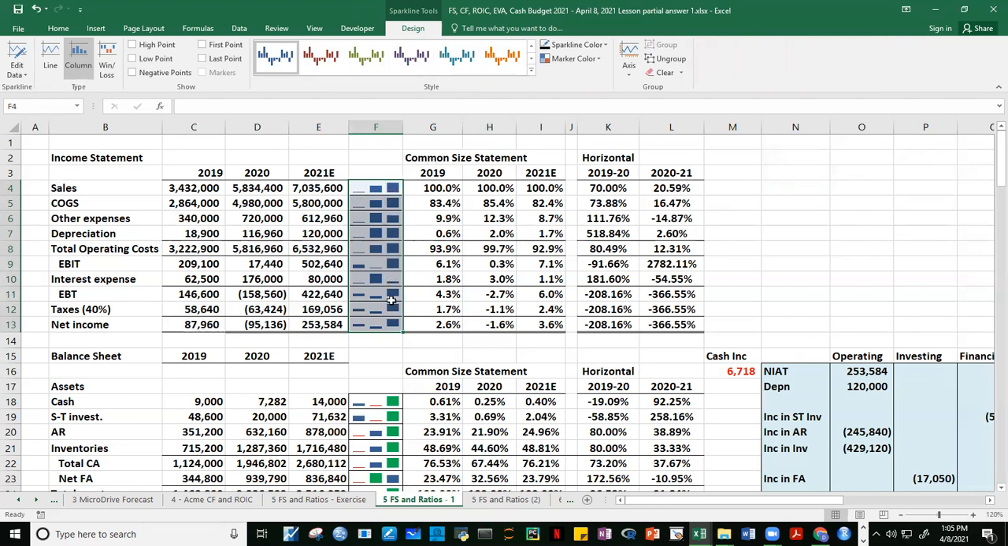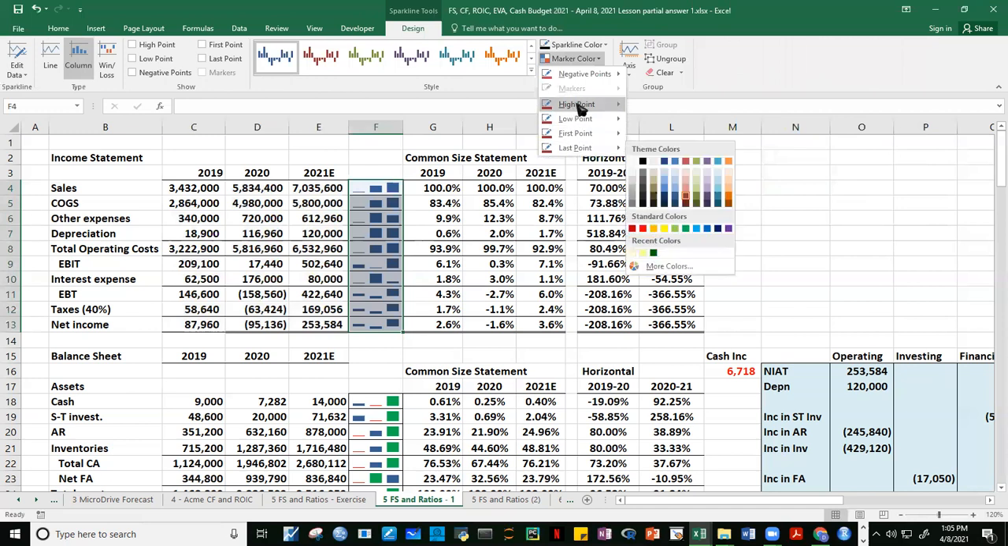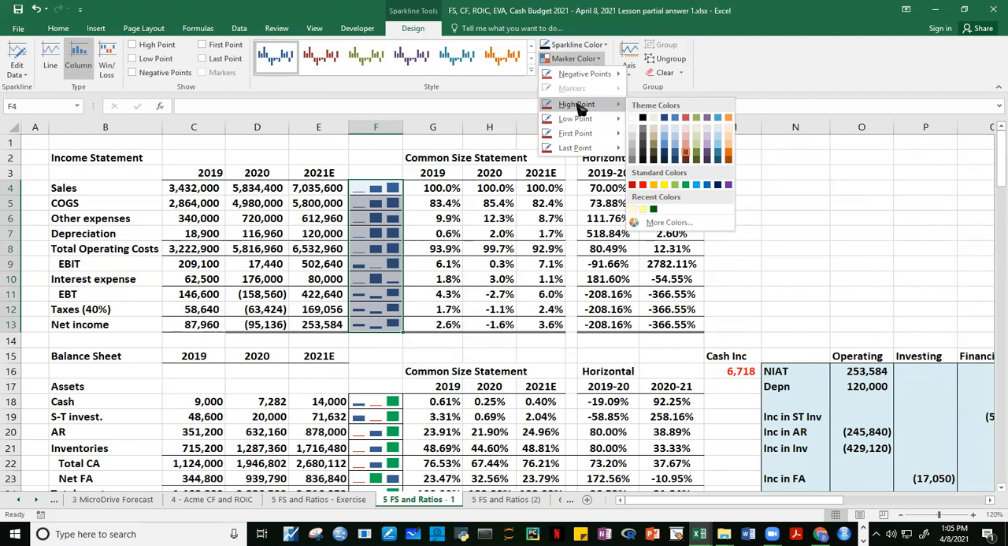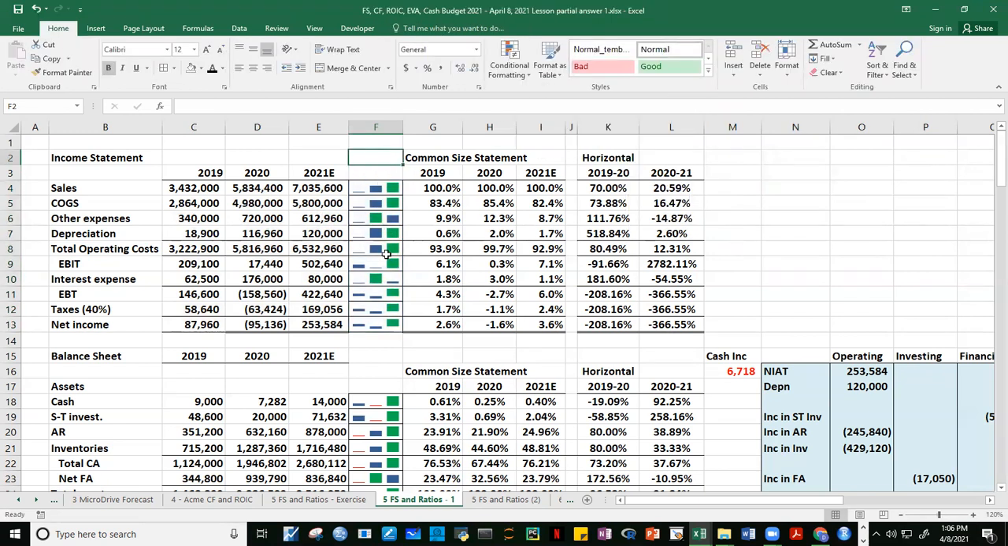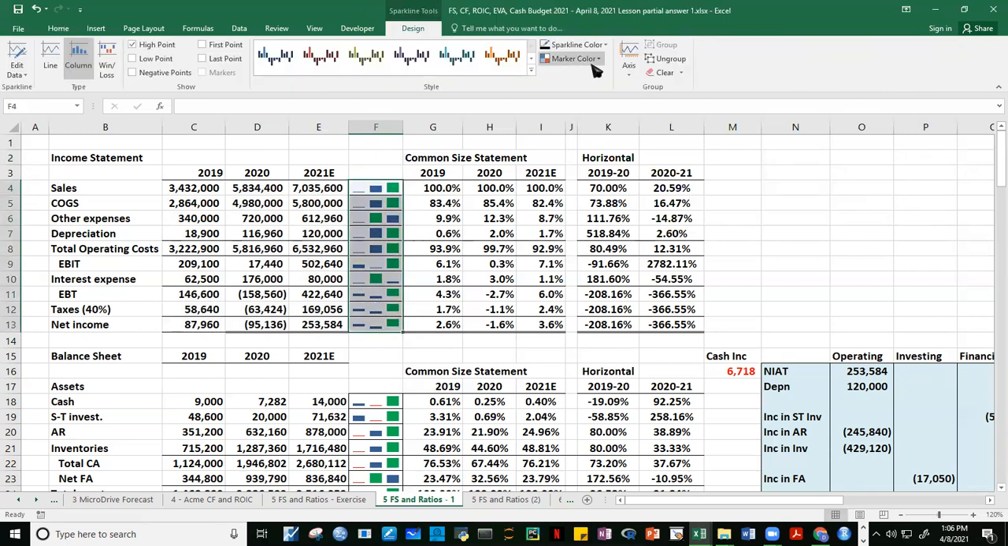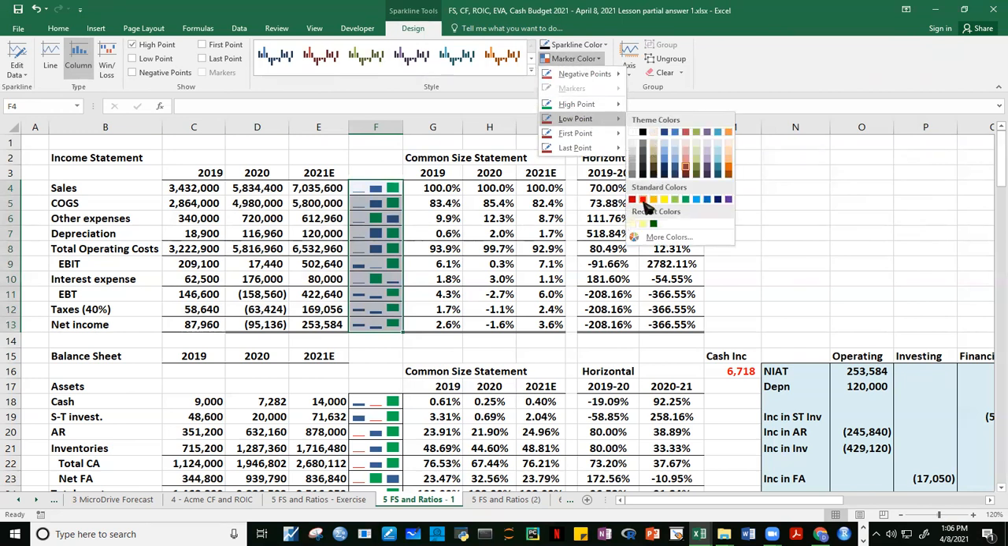So once this is highlighted, under Design, you have this Marker Color. If you click this, you can choose which of these you want highlighted. For example, I want to highlight the high point in green color. Notice the highest point was formatted to green, and then for the marker color for the low point, I want it in red.